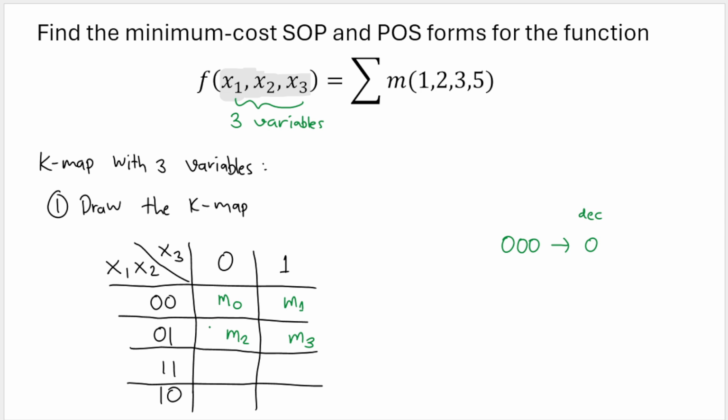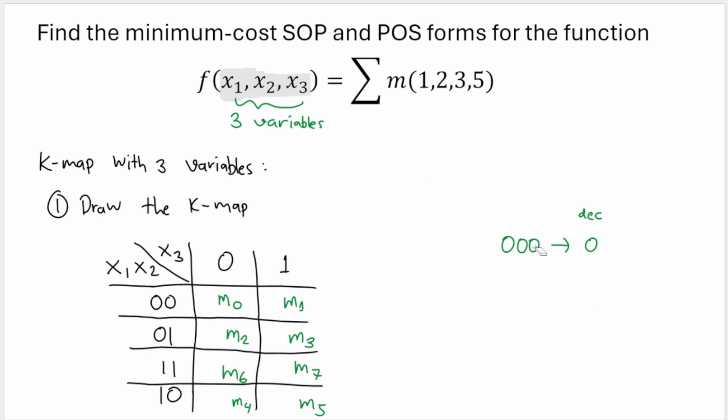And then what else? We will have 1, 1, 0. 1, 1, 0 is 6, right? So we'll have minterm number 6. And then 1, 1, 1, that is minterm number 7. And then 1, 0, 0, that is minterm number 4. And then 1, 0, 1, that will be minterm number 5. Okay, I think that's all.